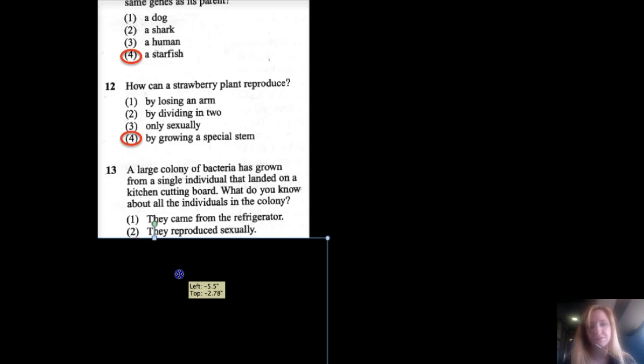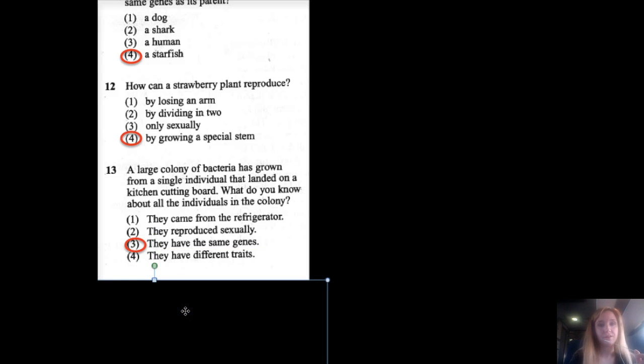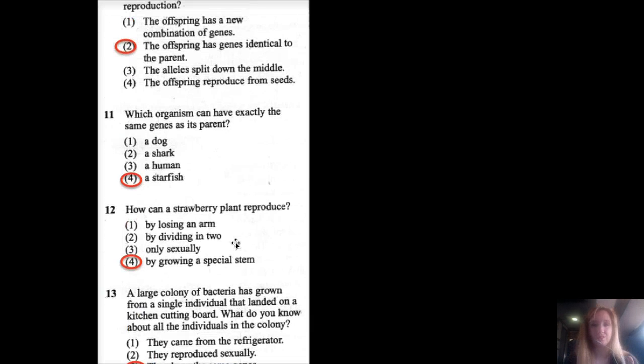Bacteria don't reproduce sexually. They have the same genes. Since bacteria reproduce asexually, do you remember they grow in 1 cell and then they divide into 2? Whoop. They're going to have the same genes. And 4, they have different traits. We don't know that. Even though they reproduce asexually, there can be genetic variation, which could give them different traits. But they most likely have all the same traits. So different traits doesn't work.